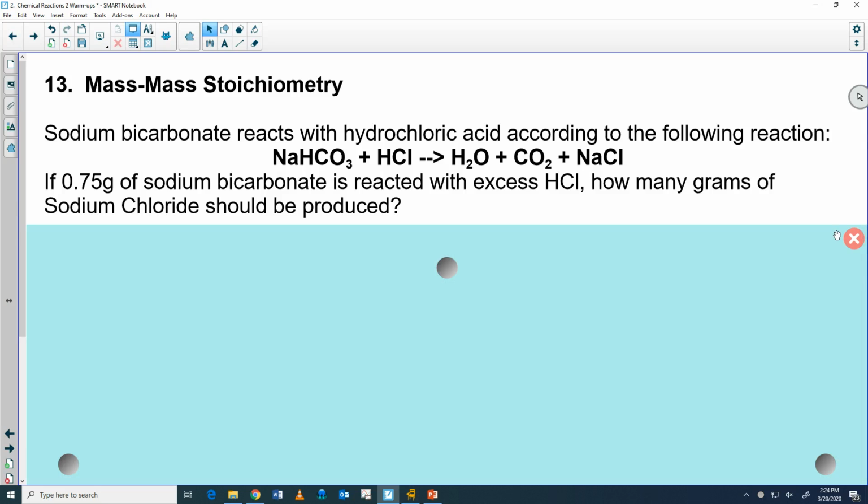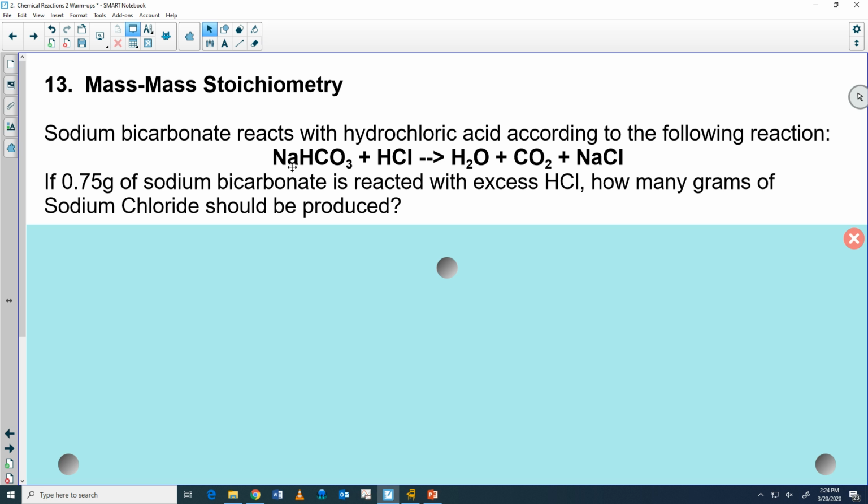Hey there, grade 11s. Today we're going to correct the mass-mass stoichiometry, or at least do a warm-up with mass-mass, and then we're going to go through how to solve any stoichiometry problem. We'll be bringing in some of the other mole highway conversions that we've done in the past. So I'd suggest you try warm-up number 13 on your own. Pause the video now, then come back and play the video to walk through the solution. So here's the solution.